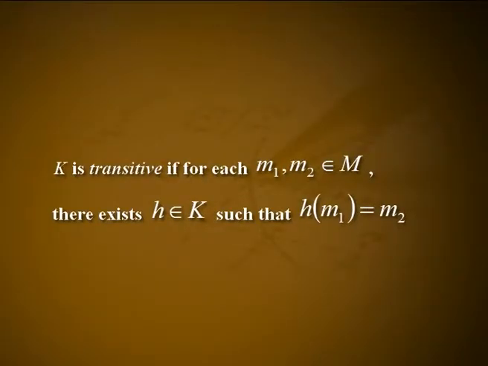Note that given M, the set of all orientation preserving isometries h from M to M forms a group K under composition. We call this group K the group of isometries of M. Definition: K is transitive if for each m1, m2 element of M there exists h element of K such that h of m1 is equal to m2. We will move on to a theorem.